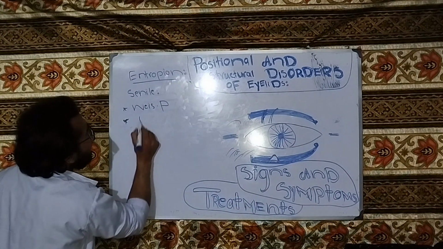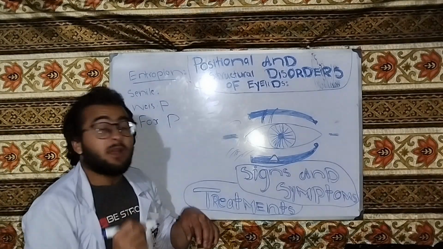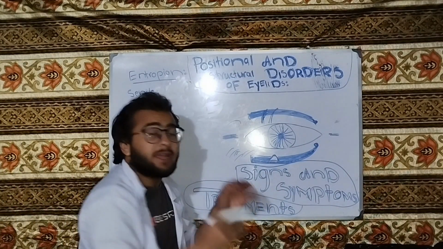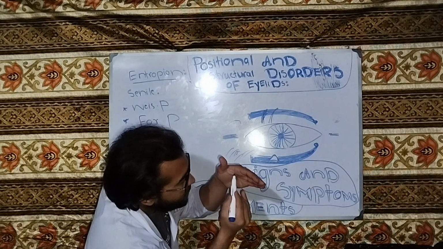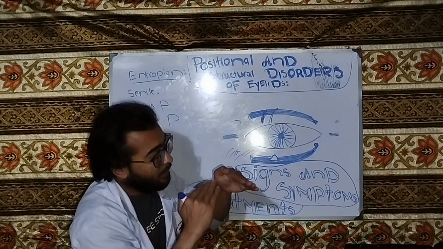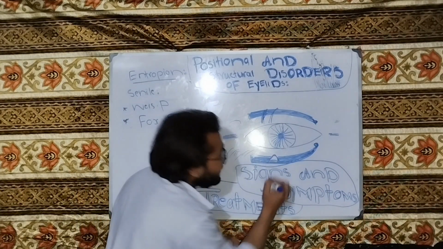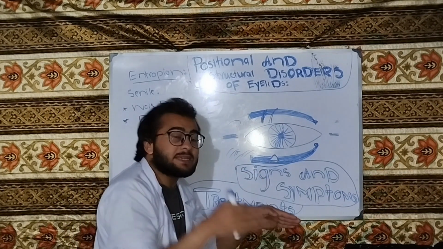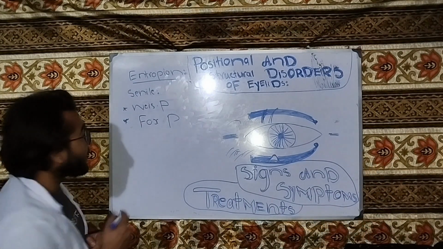The second one is the Fox procedure. In Fox procedure, we are excising a triangular portion of the conjunctiva and underlying tarsus. So in the conjunctiva and underlying tarsus, there is the removal or excision of a triangular portion. This is called Fox procedure.